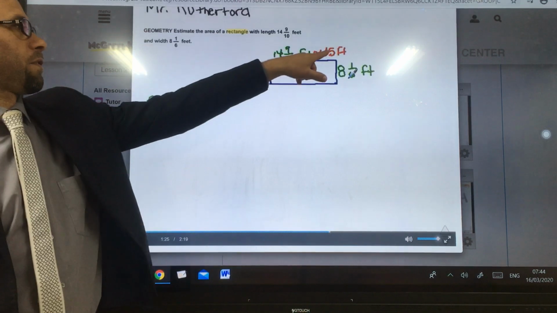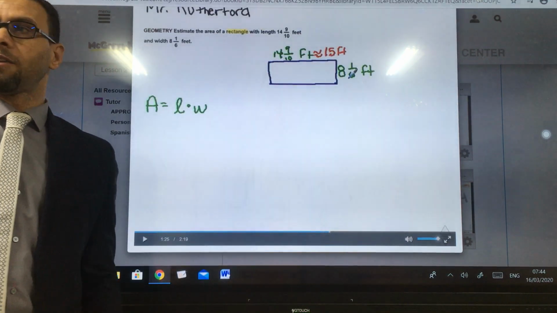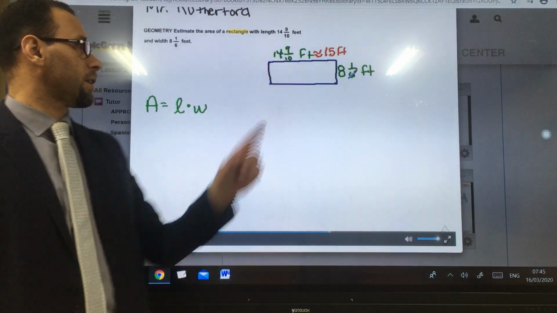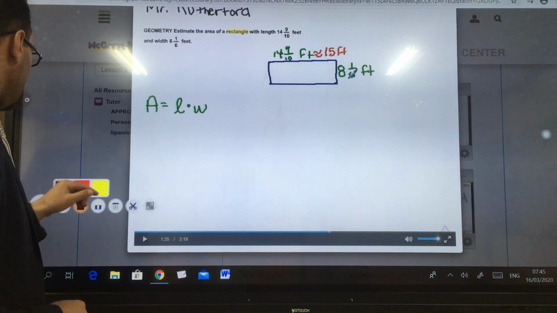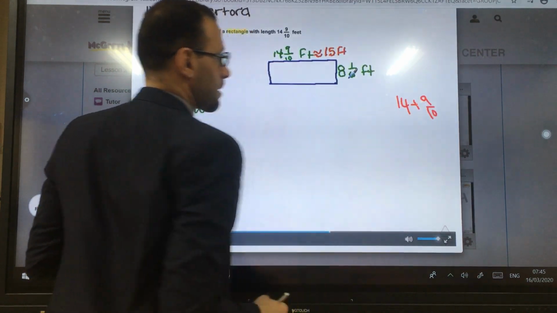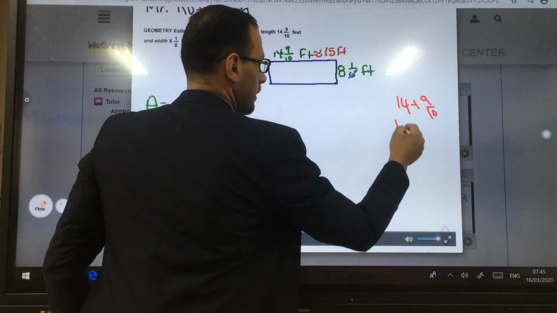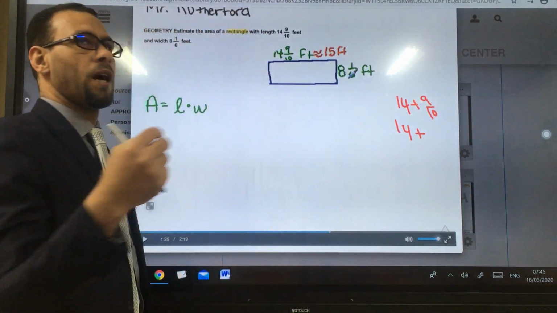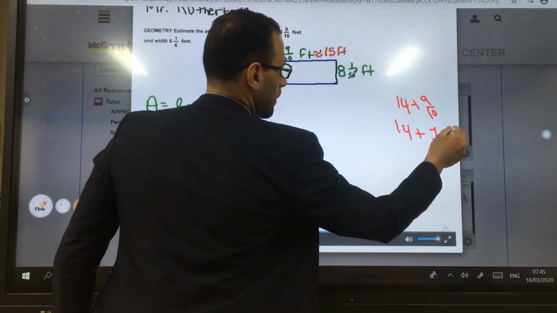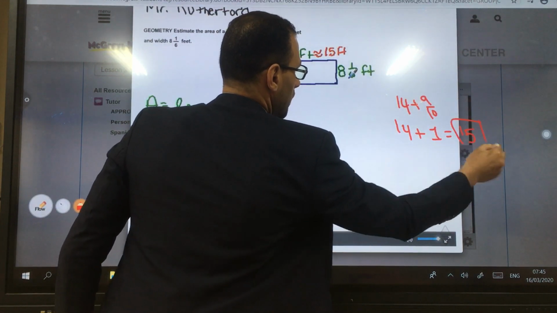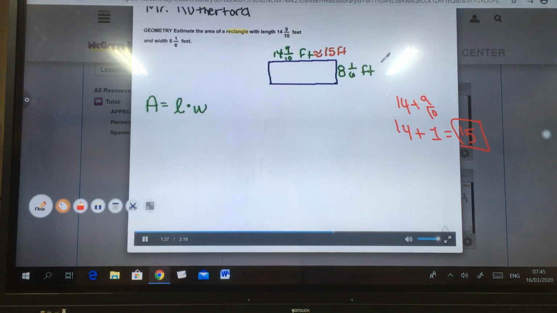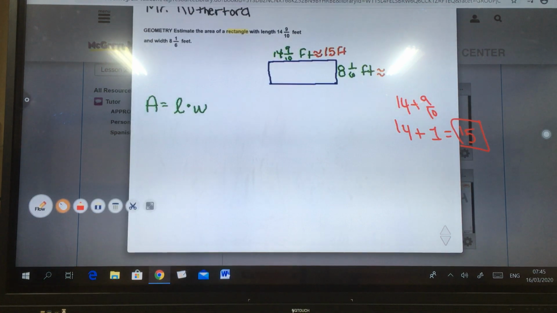Who can tell me why it's 15? Anyone else? Yes, good. Very good, Fauzan, because 14 and 9 out of 10 means 14 plus 9 out of 10. The mixed number means whole and fraction. 14 plus 9 out of 10, we have to round it. It's closer to what? Yes, closer to 1. So it will be 15. Okay? And our 8 and 1/6 feet is approximately equal to 8 feet.